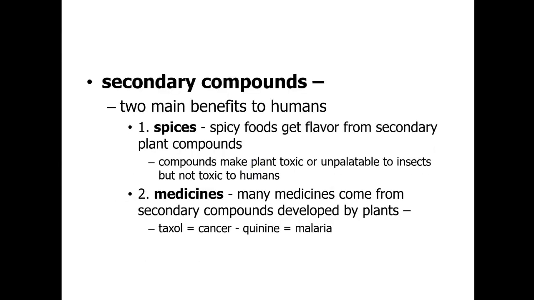The secondary compounds could also have two main benefits to humans. One, we like to use some of these as spices. So spicy foods get flavor from the secondary plant compound. These compounds make plants toxic or unpalatable to insects, but it's not going to be toxic to humans. We actually enjoy it and like it. Two, medicines. So many of these medicines are going to come from the secondary compounds that are developed by plants. Example, things like Taxol, that's going to help with cancer patients, or quinine is going to help with malaria.